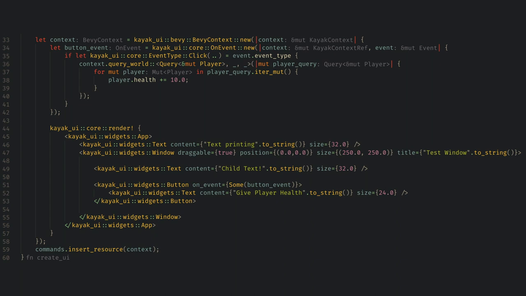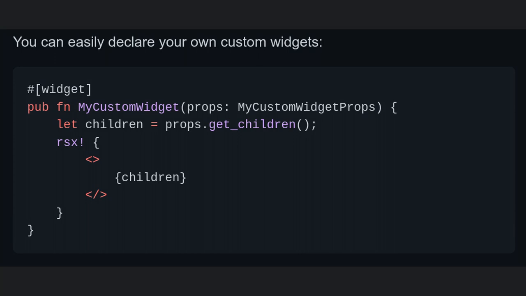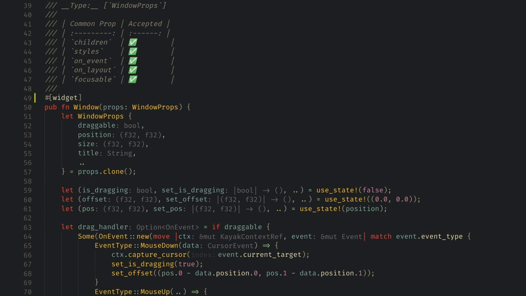Overall, this covers a lot of the basics of using the built-in widgets, but a really powerful tool Kayak offers is the ability to create our own widgets. You can create a widget using the #widget attribute before a function, and then inside of this use the RSX macro, not the render macro, to create a layout which contains any arrangement of widgets. You can also define your own prop struct just like the library does, as long as it derives widget props. A good example of this is the Window widget we used earlier.